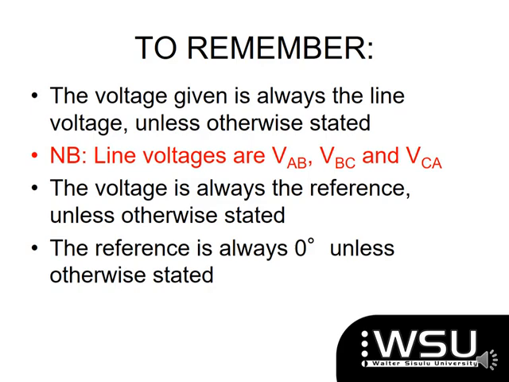Then the second part is that your voltage is always the reference point unless they state otherwise. So they will say take V whatever as your reference point. And then the last part is that your reference point is always at 0 degrees unless it's stated otherwise. So if they say it's at a specific angle, you can't assume it's 0. But if they don't give you an angle, your assumption is it's 0. So you don't have to stick up your hand in a test or an exam and say, I don't have an angle. You must remember, if the angle is not given to you, it's 0.